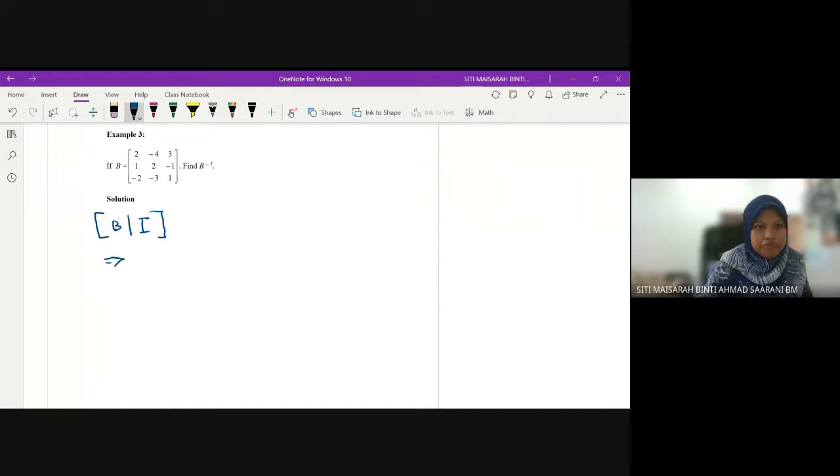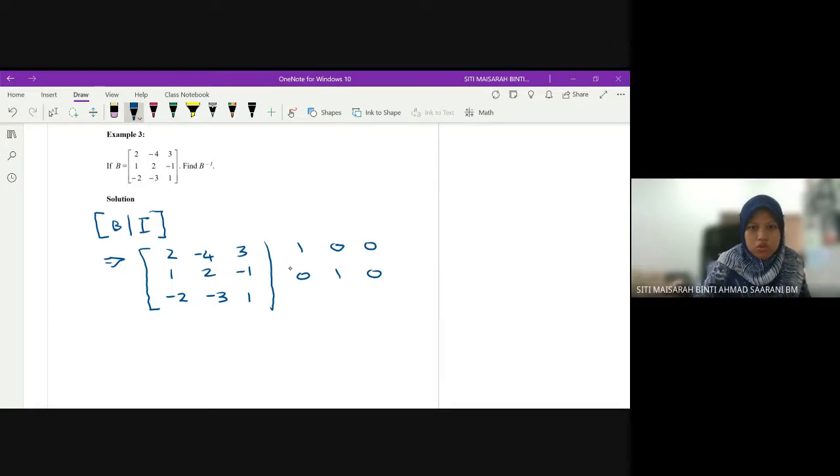So then B is 2, negative 4, 3, 1, 2, negative 1, negative 2, negative 3, 1. And then identity is 1, 0, 0, then 0, 1, 0, 0, 0, 1.